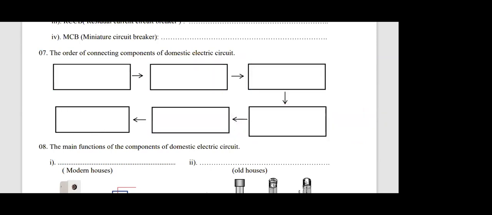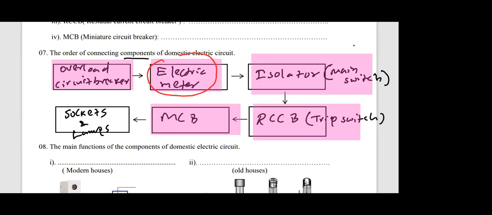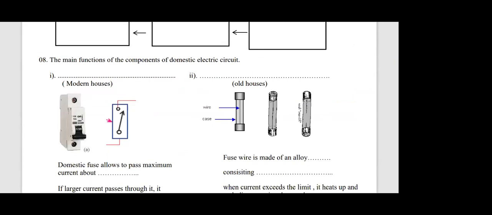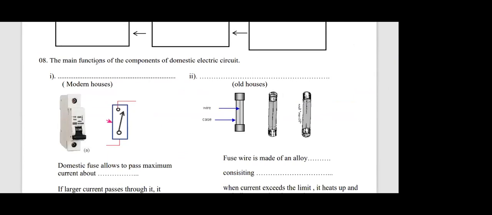Then number 8. Now we are going to discuss one by one. Did everyone finish copying this? We are going to discuss all these components one by one, the main functions, because that's what they have given in the teacher's guide also. Main functions of the components of the domestic circuit. I told you there are 2 types. Modern houses use the overload circuit breaker. Please write number 8, the first one.